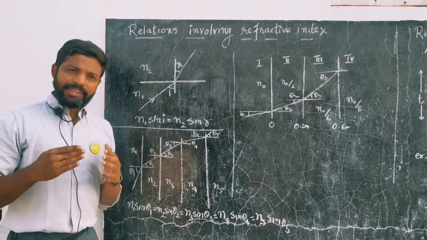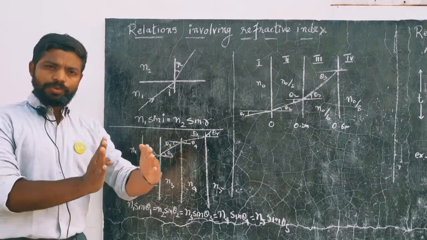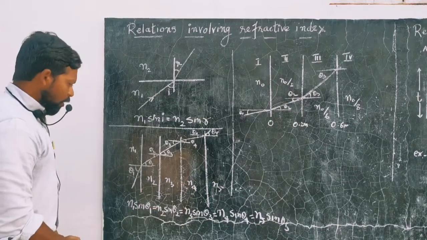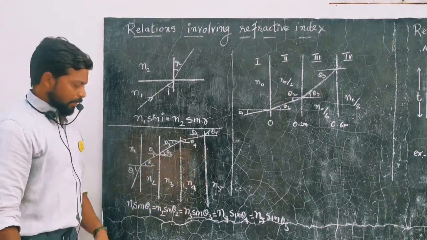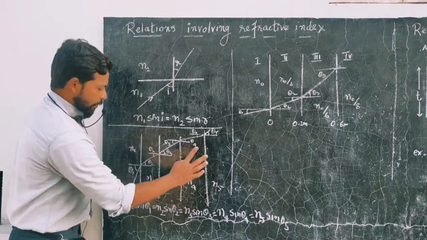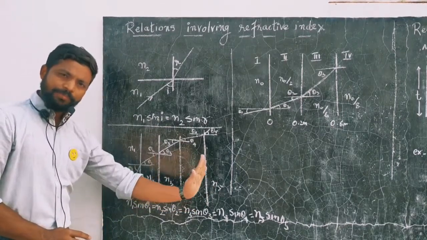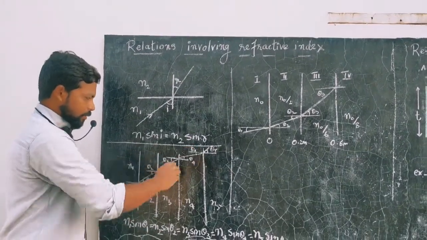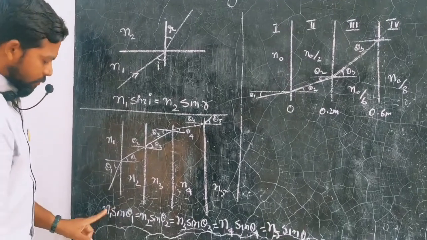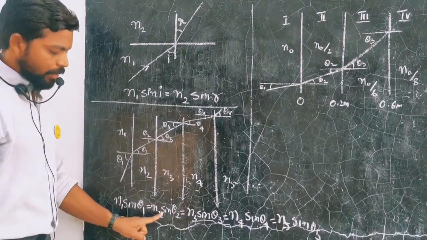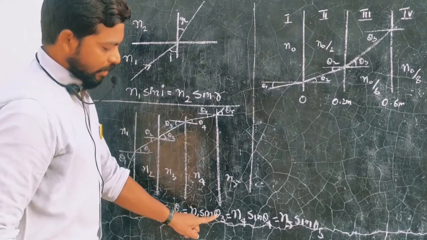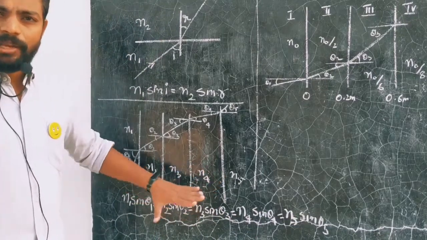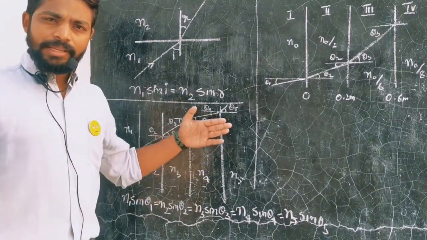Sometimes this concept can be extended when there is a series of mediums consecutively, just like this. Let us say there are around 5 mediums here: n1, n2, n3, n4, n5. When light is passing through these 5 mediums, you can see it is bending and making different angles. Then the relation we can write is n1 sin theta 1 is equal to n2 sin theta 2 is equal to n3 sin theta 3 is equal to n4 sin theta 4 is equal to n5 sin theta 5. This concept can be extended to n number of mediums arranged consecutively.